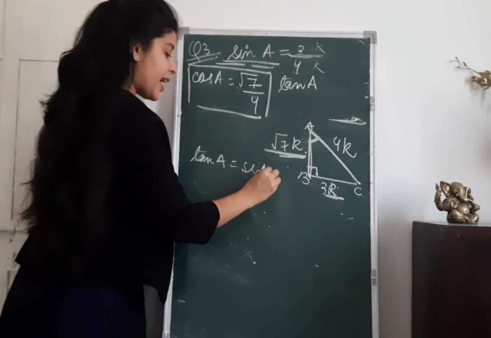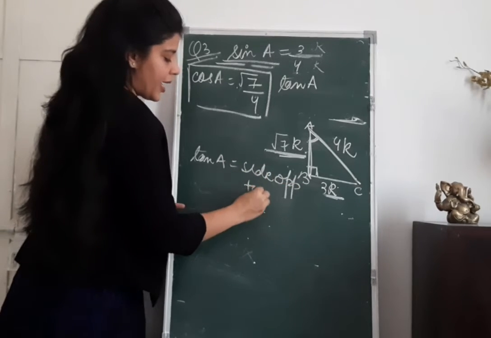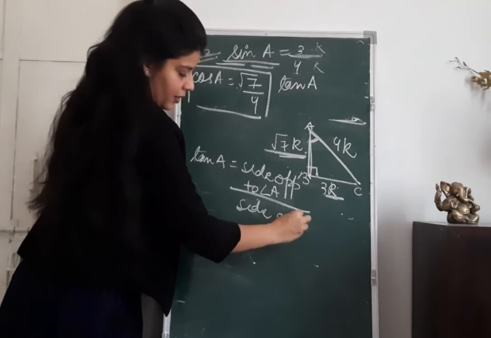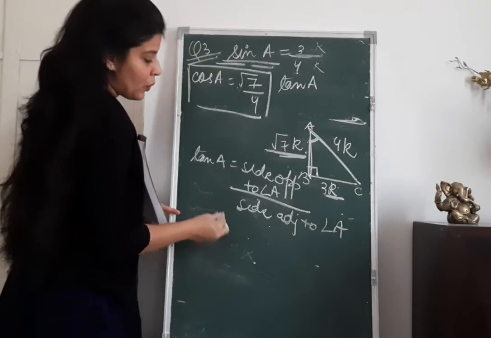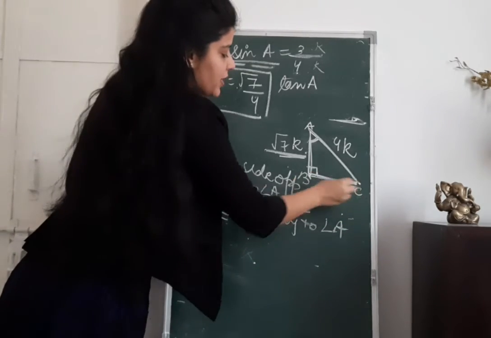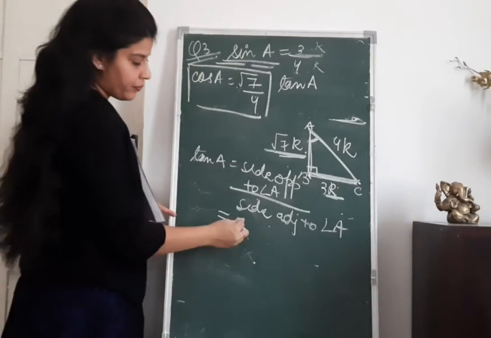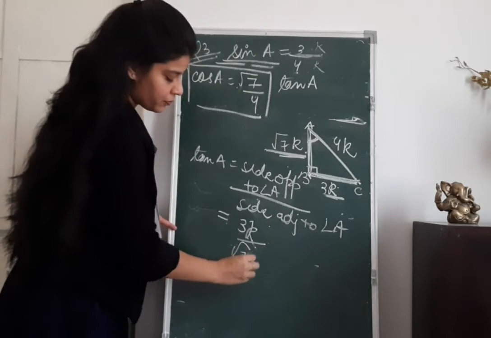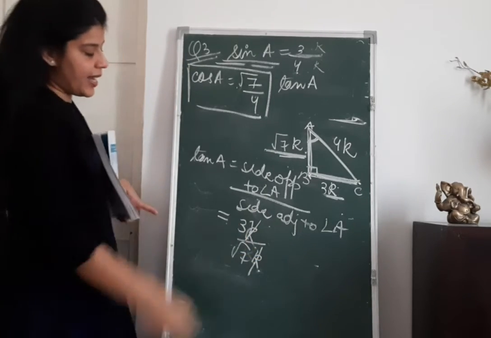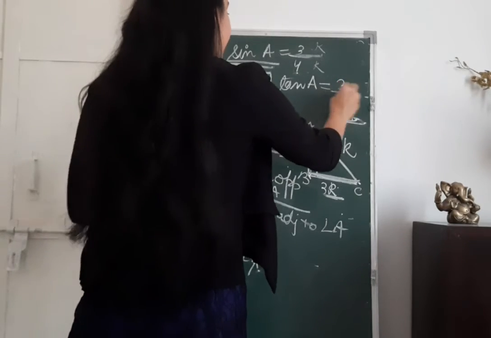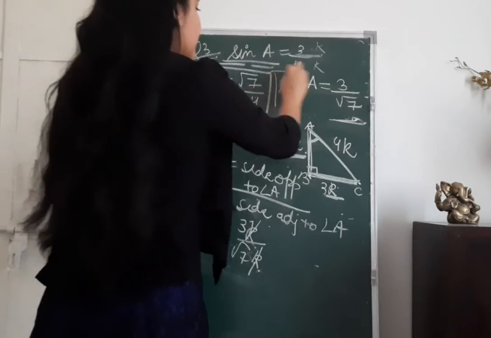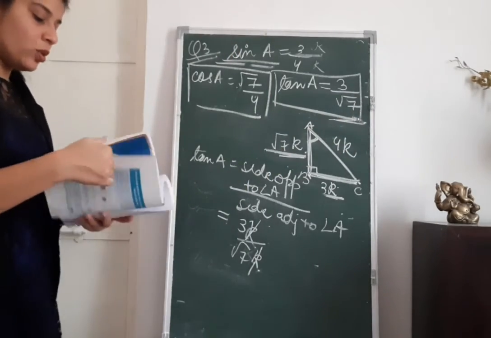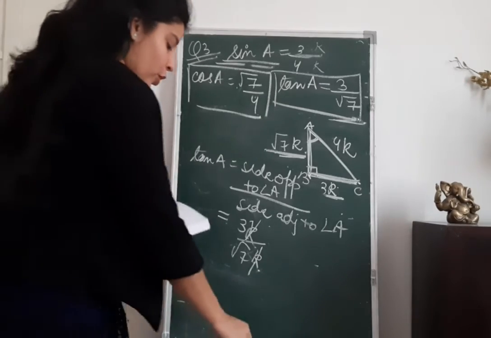tan A is equals to side opposite to angle A upon side adjacent to angle A. Which is side opposite to angle A? Side opposite to angle A is 3k and side adjacent to angle A is what? Root 7k. So k and k cancel here, and I will get tan A as 3 upon root 7. I hope this question is clear to you. Let's move on to fourth question.